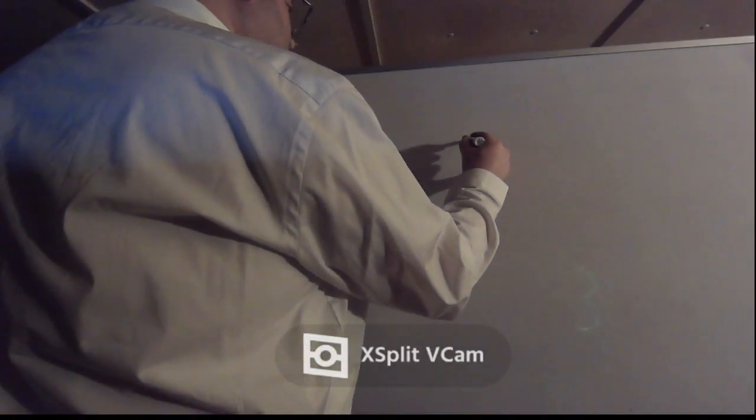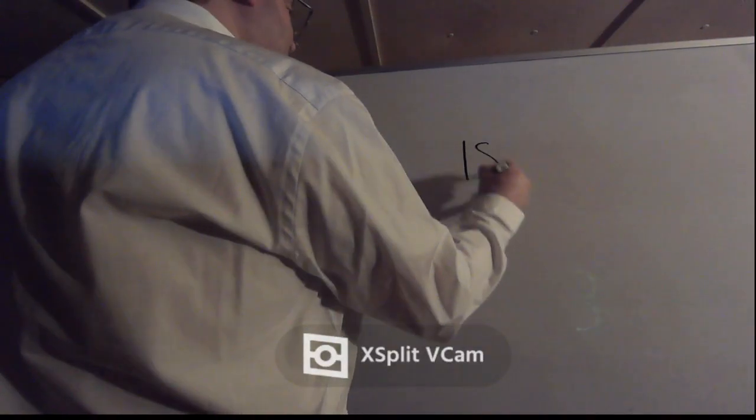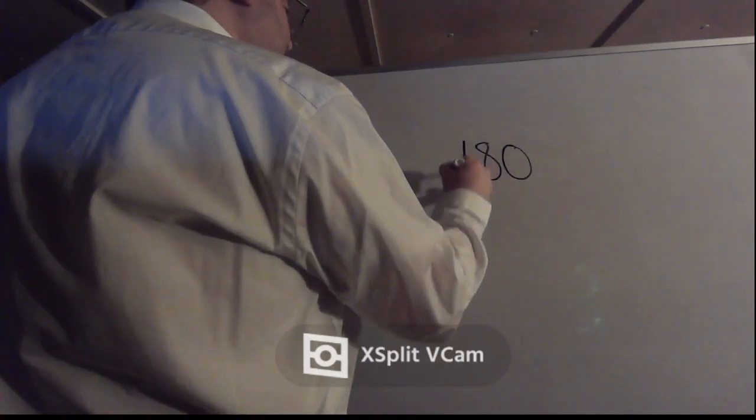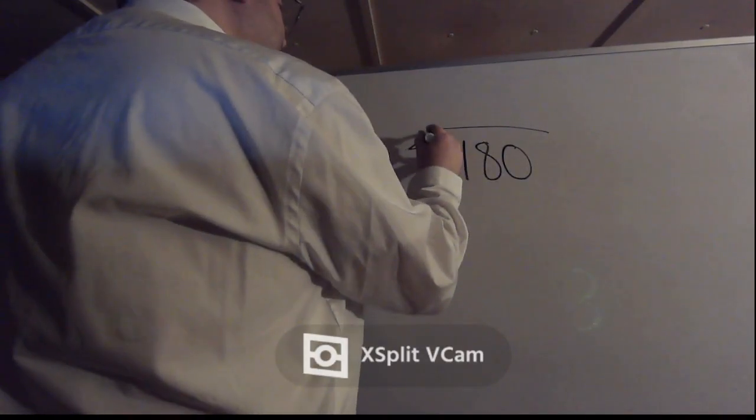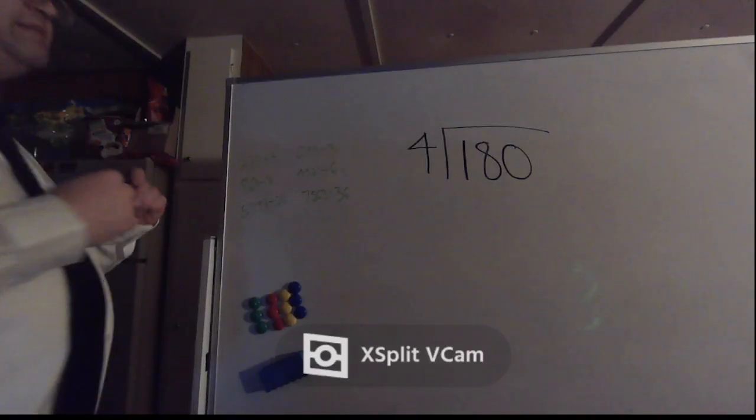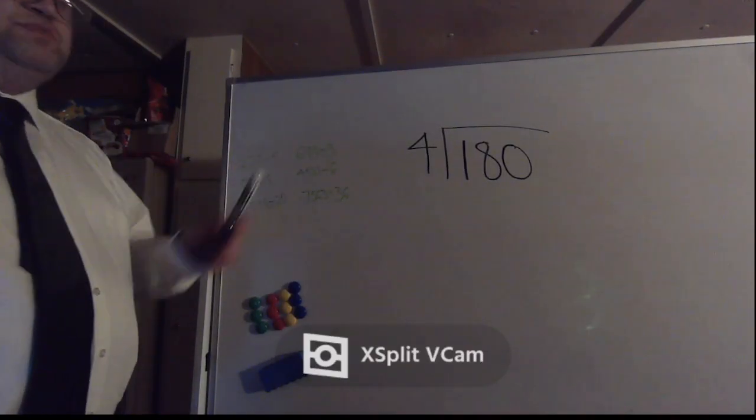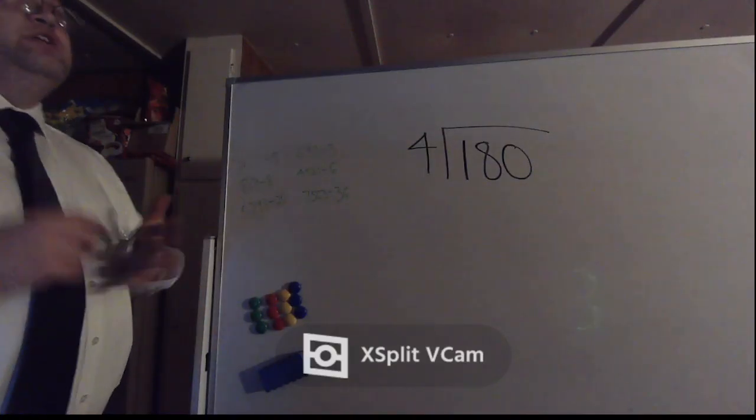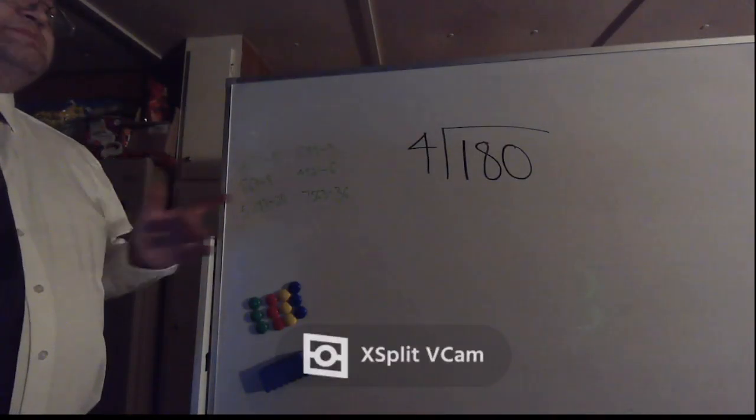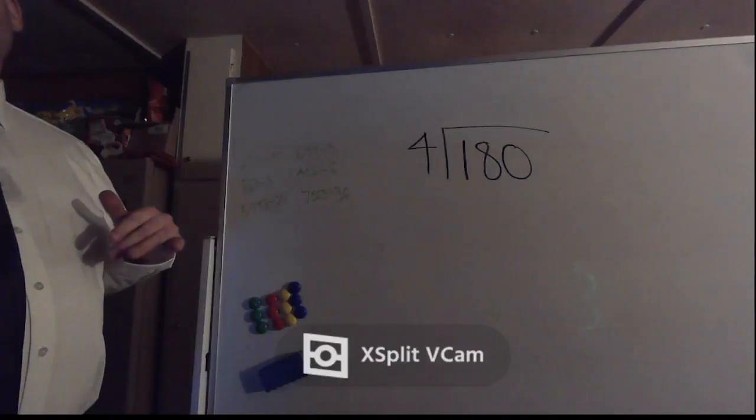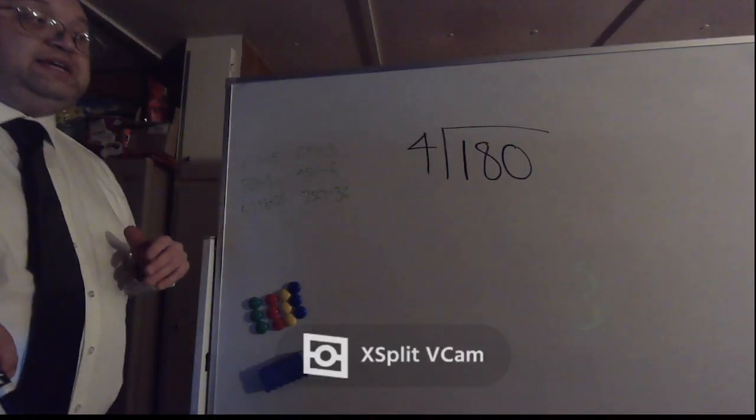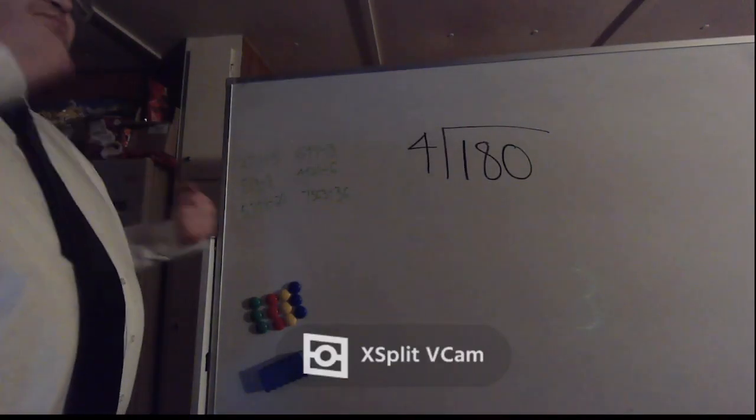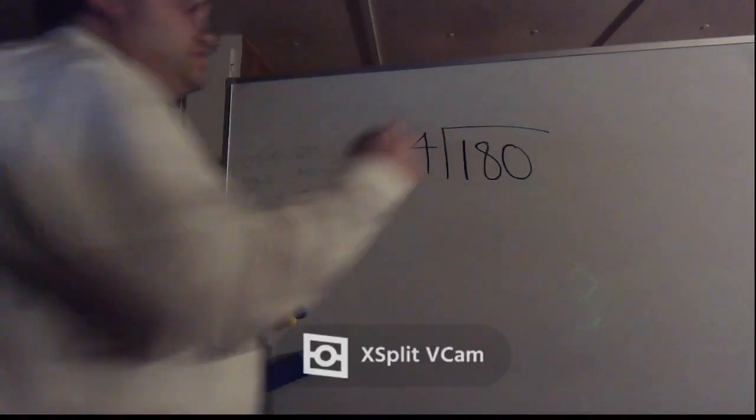How about, what about 180 divided by 4? Okay, how many times does 4 go into 18? Because we know it's not going into 1, so how many times does it go into 18? Well, we know 4 times 4 is 16, 4 times 5 is 20. 5 doesn't work because you'd be over that 18. So it would go in 4 times. 4 goes into 18 4 times evenly.